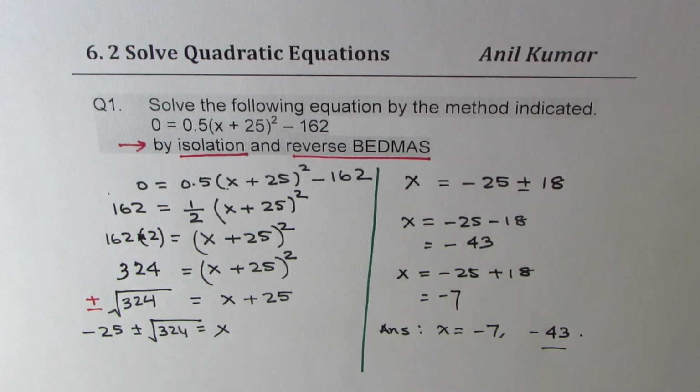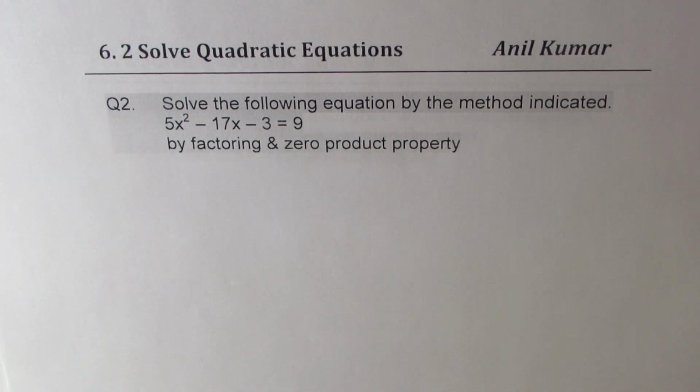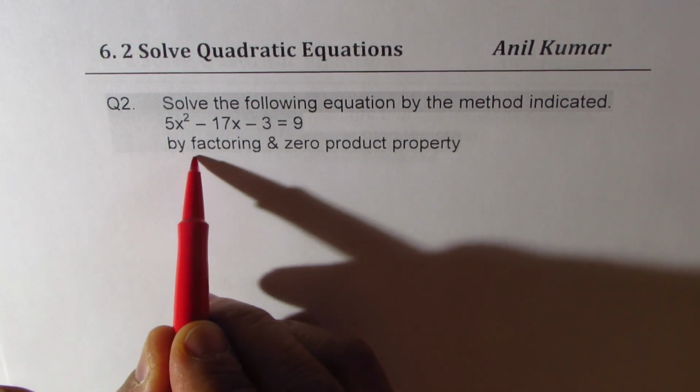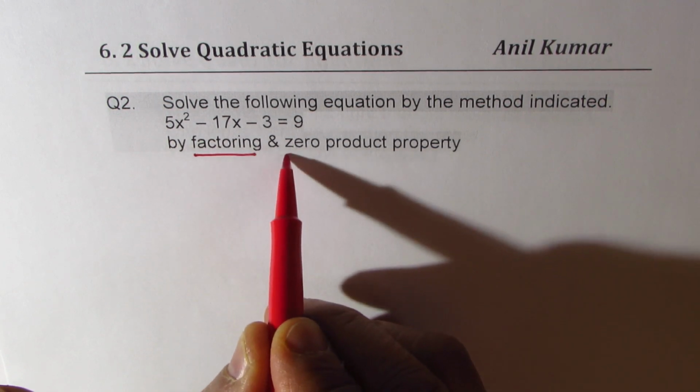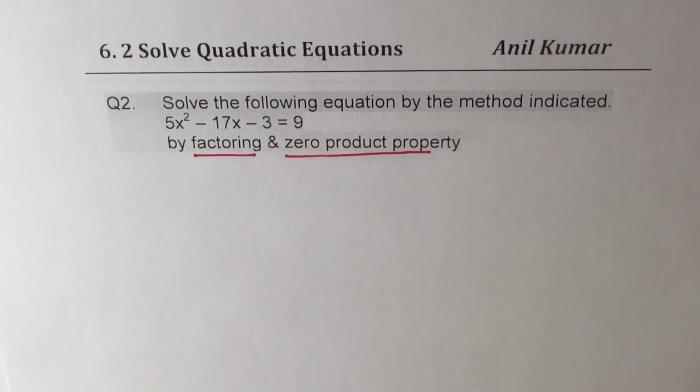And we get two answers, -7 and -43. You can actually substitute these values and also check your solution. Now let us see how to solve equation using factoring and zero product property.